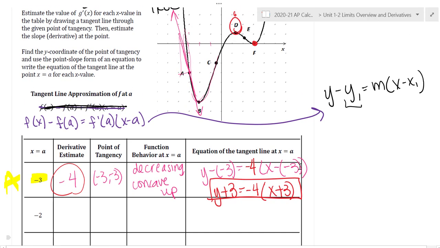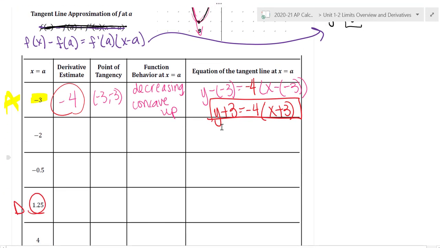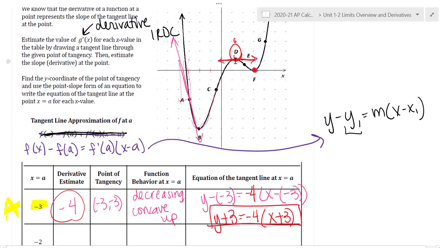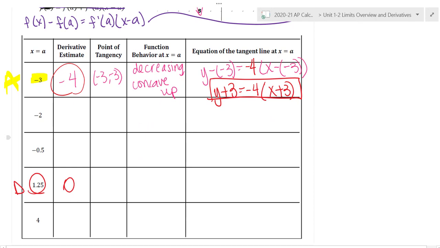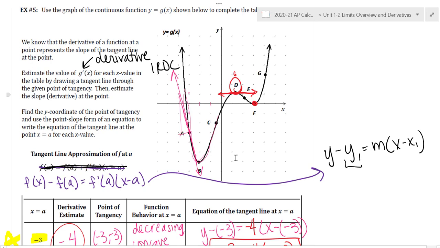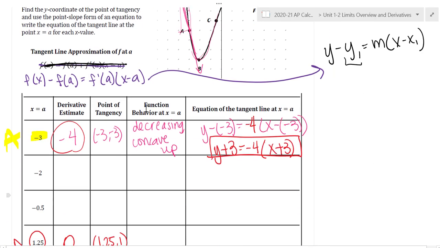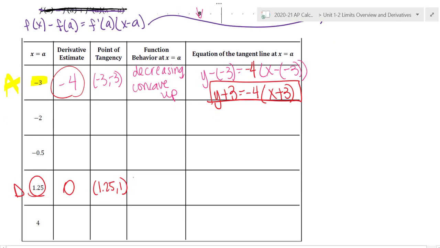Estimate of the derivative, so we're saying what is happening here? That slope is 0. So I'm going to say my estimate of my derivative is 0. The point of tangency, or where this 0 is occurring, is at 1.25, positive 1. We are at this turnaround point here. So we're just going to call this a turning point. This is a max. So max, and it is concave down.